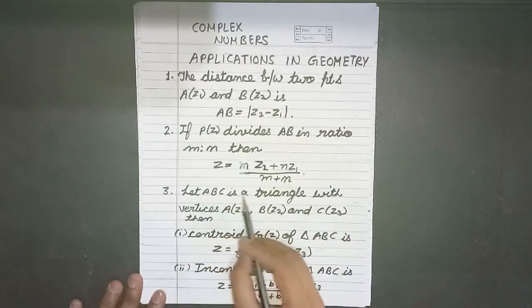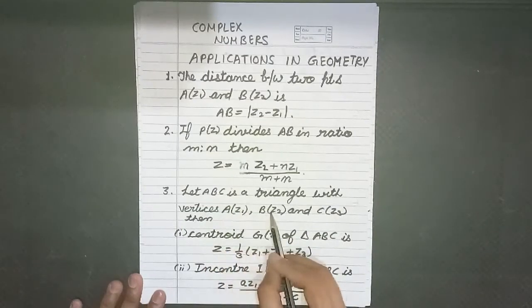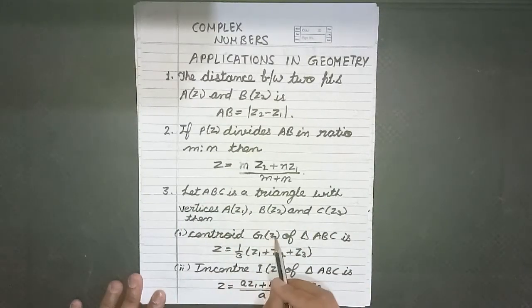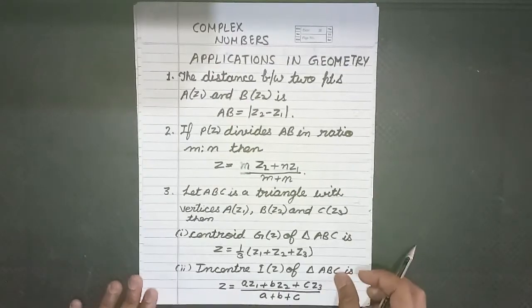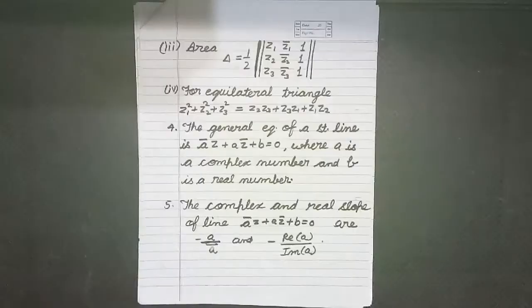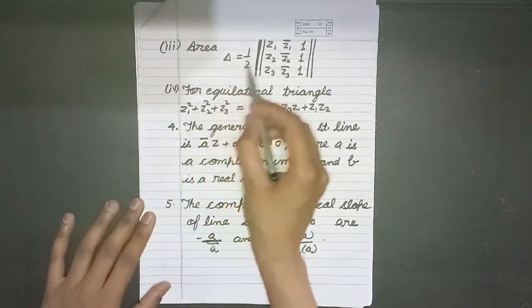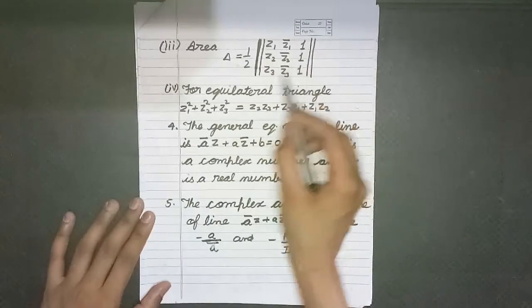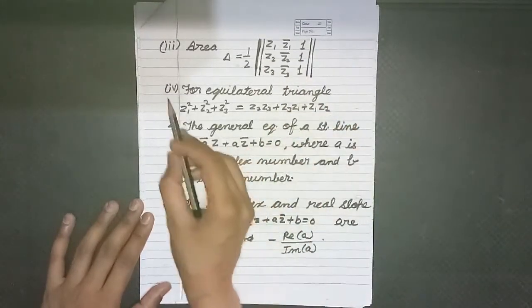Third, let ABC be a triangle with vertices A(z1), B(z2) and C(z3). Then first, the centroid G(z) of triangle ABC is z equal to 1 by 3 (z1 plus z2 plus z3). Second, the incenter I(z) of triangle ABC is z equal to (a z1 plus b z2 plus c z3) by (a plus b plus c). Third, the area of the triangle is equal to 1 by 2 times the determinant with rows z1, z1 conjugate, 1; z2, z2 conjugate, 1; z3, z3 conjugate, 1.